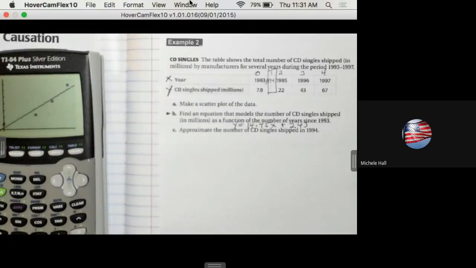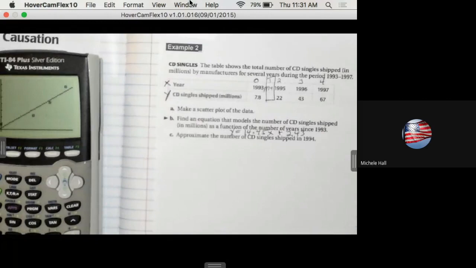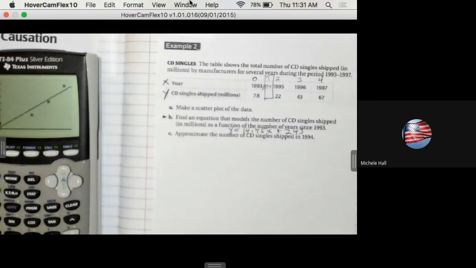And then I need to figure out 1994. Okay. Now that we have our best fit line, we can predict 1994. So how do I do that? What am I looking for? When it says 1994, what am I specifically looking for? What represents 1994? I'm looking for when x equals 1.